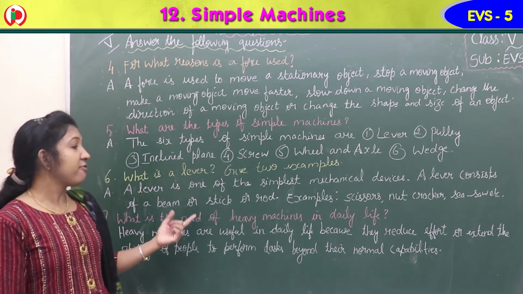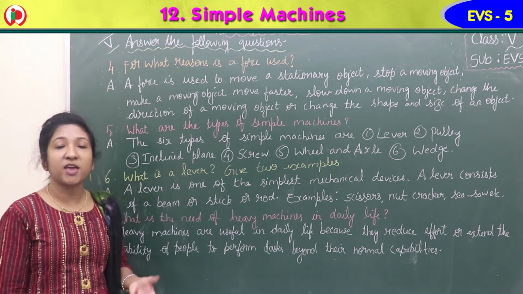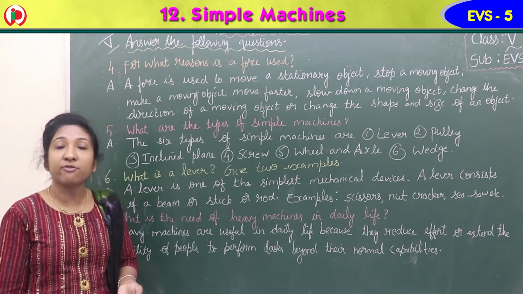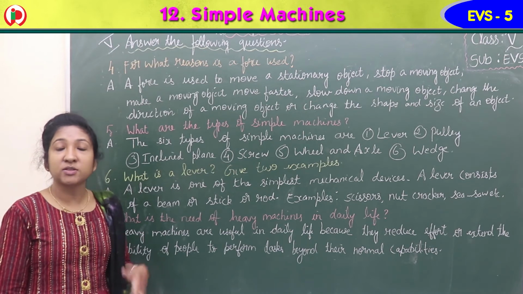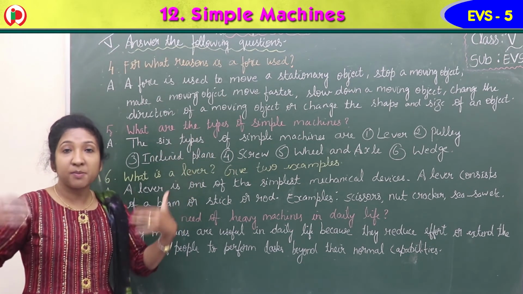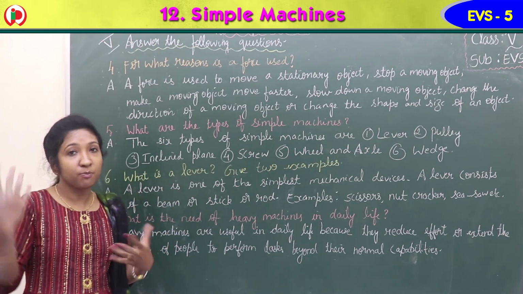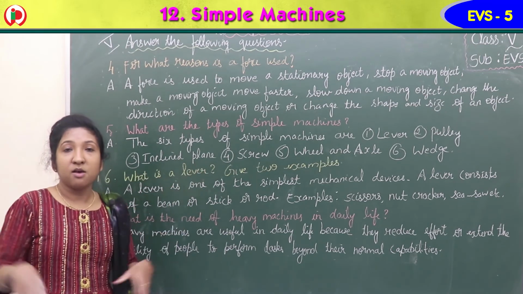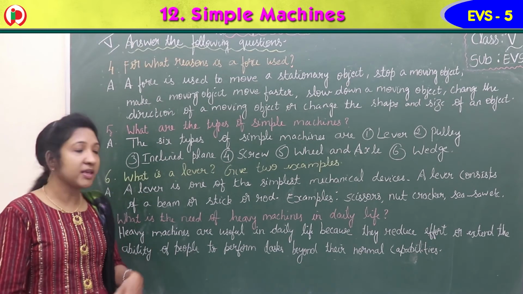Now 7th question: What is the need of heavy machines in daily life? Why are we using heavy machines in daily life? To make our work easy, to save time. Or the machines can do heavy work that man cannot do. It is not possible for us to do heavy work, so machines are helping in that.